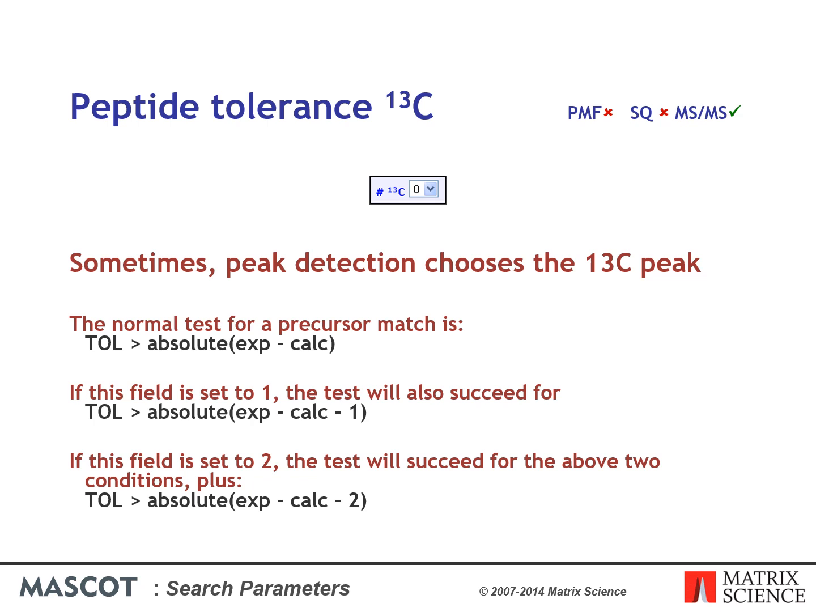If you're using a very high accuracy instrument, note that the precise shifts are the carbon isotope spacings of 1.00335 and 2.00670 rather than 1 and 2.